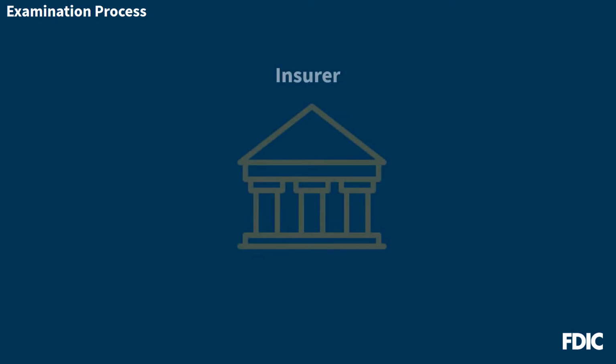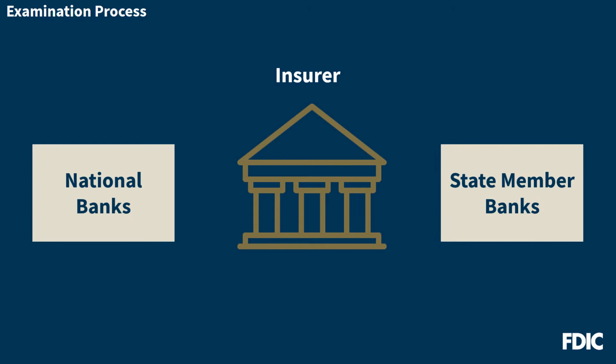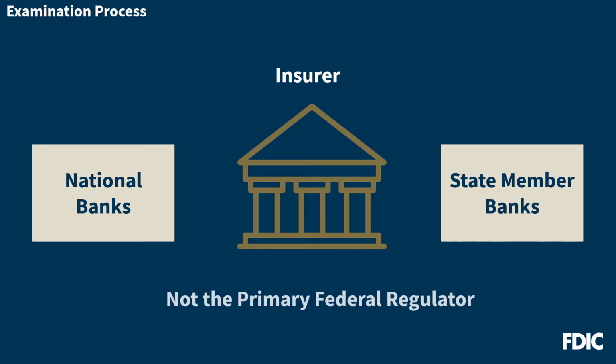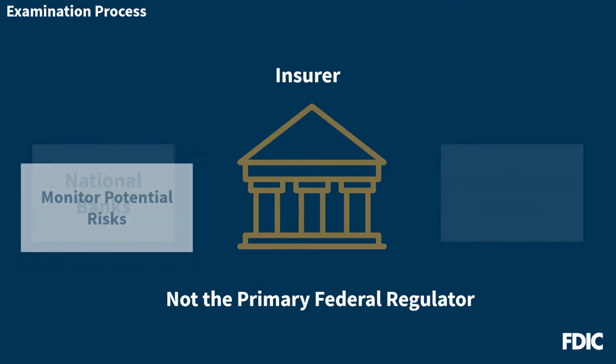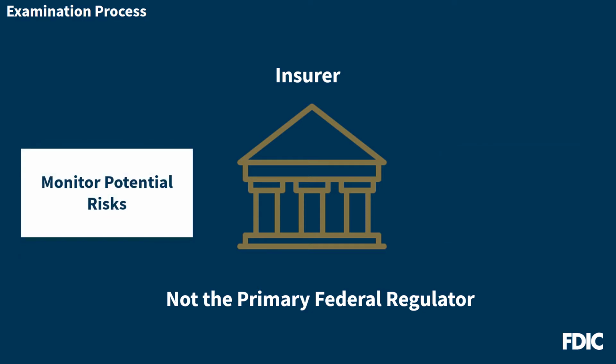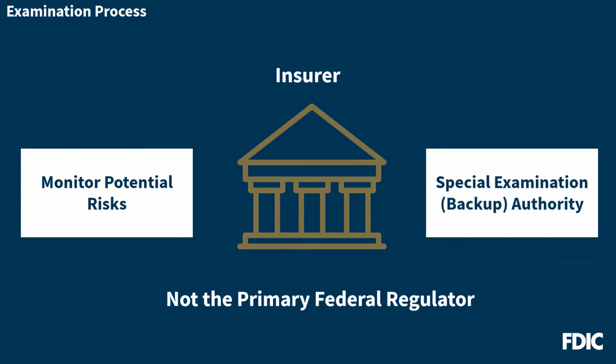But remember that the FDIC insures banks with other charters. We insure national banks as well as state-chartered banks that are members of the Federal Reserve System, or state member banks. The FDIC is not the primary federal regulator of those banks. However, we monitor the potential risks of those banks by reviewing various information, including examination reports completed by other regulators. In addition, the FDIC has special examination authority, also known as backup authority, which allows us to examine those banks when necessary.